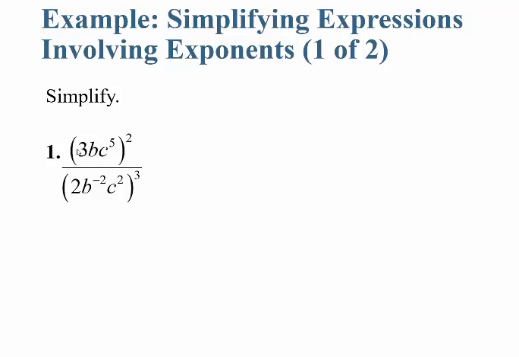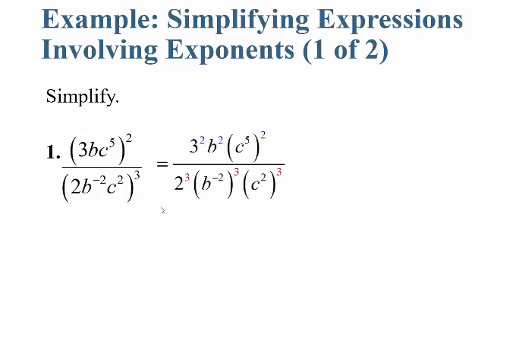Looking at this, 3bc^5 quantity squared, over 2b^-2c^2 quantity cubed. We want to simplify this. So the first thing you're going to have to do is get rid of the parentheses by distributing the squared and the cube. You can see that done here. Going through, 3 squared gets you 9. b squared is b squared. c to the 5th squared gets me c to the 10th. 2 cubed gets me 8. Negative 2 times 3 gets me negative 6. And 2 times 3 gets me 6.